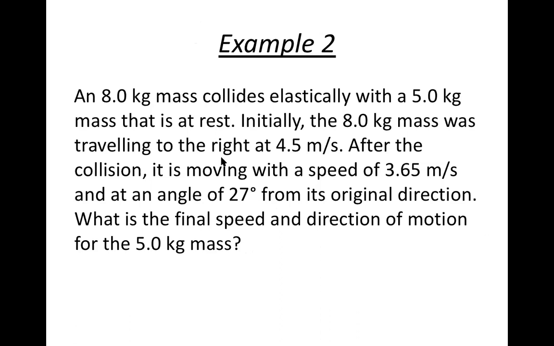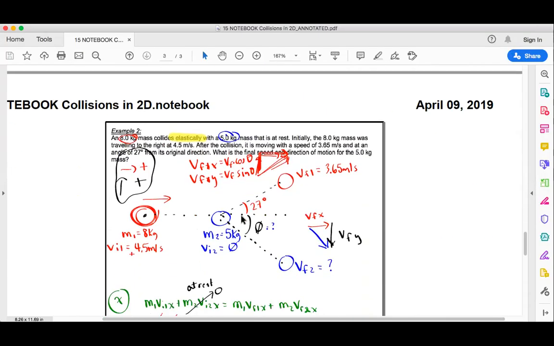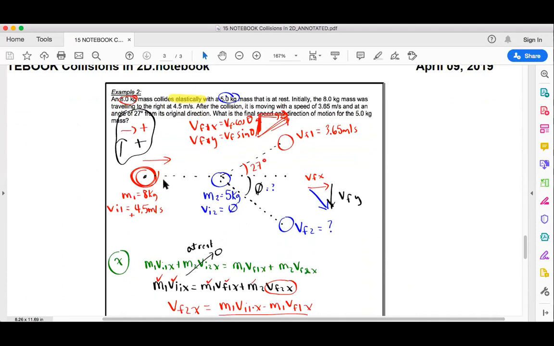So drawing our diagram, labeling the positive direction, label the givens. You don't have to use a protractor to get this angle exactly, but do estimate it. So it's 27 degrees, don't draw it bigger than 45. 8 kilogram mass, 4.5 meters per second to the right. And then we're given information about the final velocity of the red, which is what I'm using to color code it. That's the 8 kilogram ball. The blue 5 kilogram ball went off in this direction.